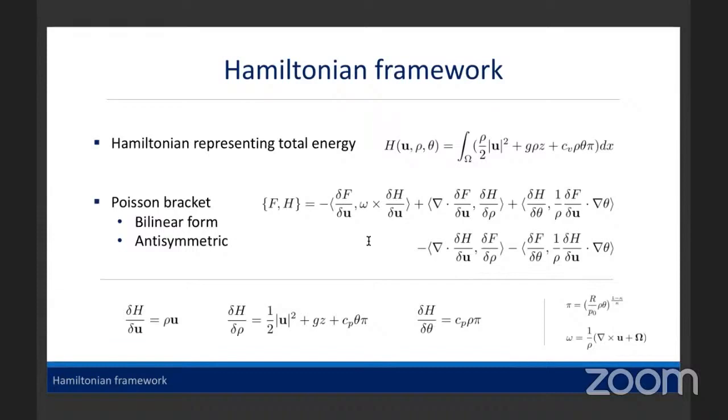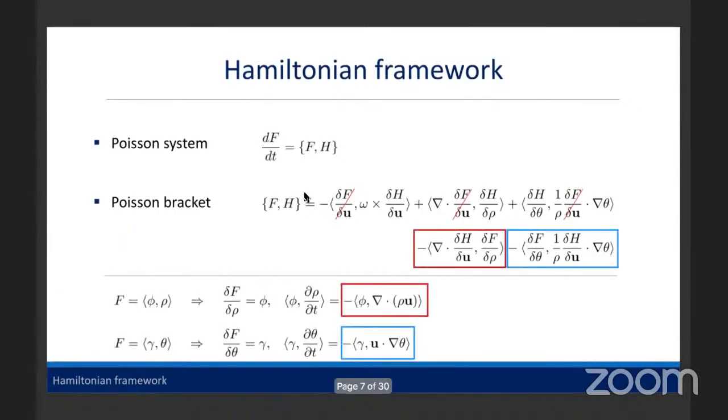You can then derive the governing equations using what's called the Poisson system, which says that for any functional f, df/dt is equal to this Poisson bracket of f and the energy H. And then if you pick the right kind of functionals, that gives us our equations.